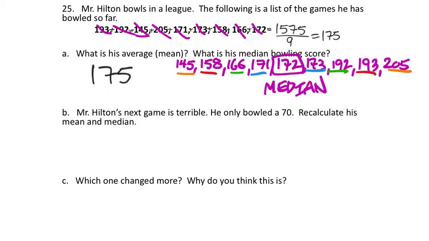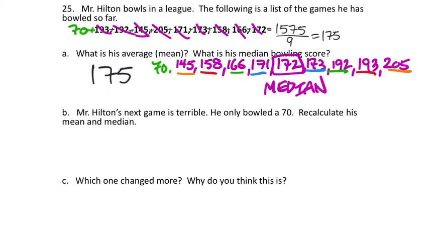All right, part B, Mr. Hilton's next game is terrible. He bowled only a 70, which for some of us is pretty good. So we need to recalculate his mean and median. So to this list up here at the top, I would just add another 70 right there. And you could add the same 70 to this list as well, and just put 70 right here, and then add it to that.